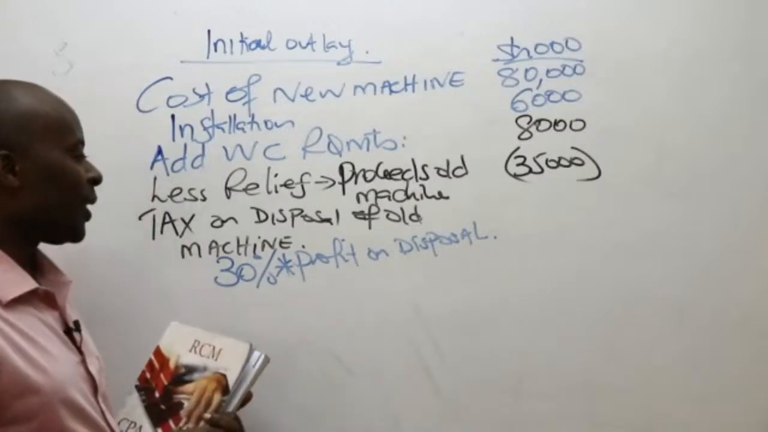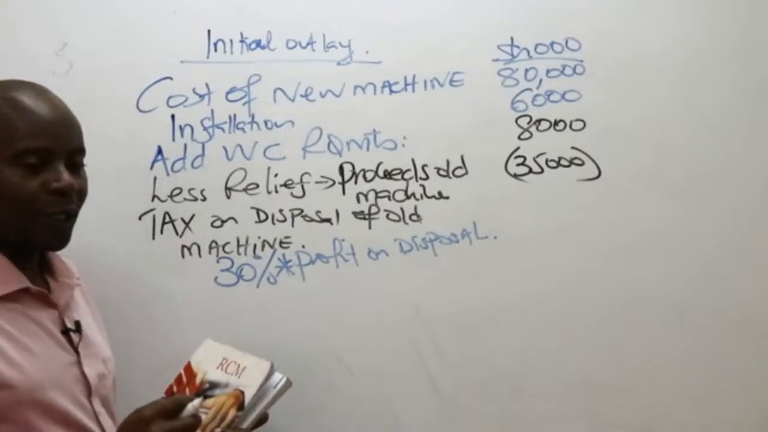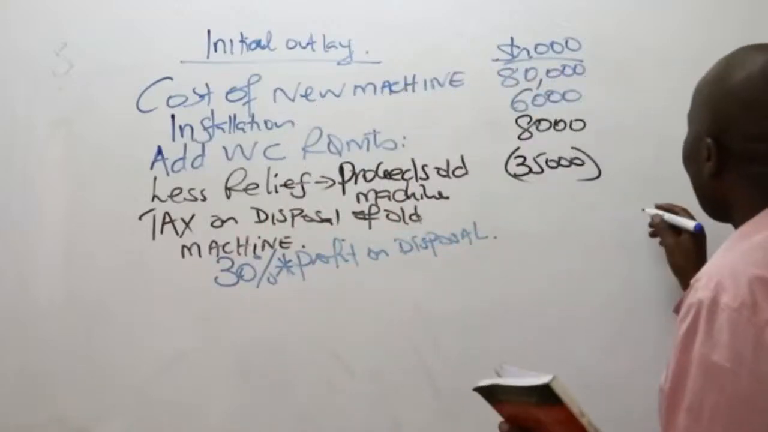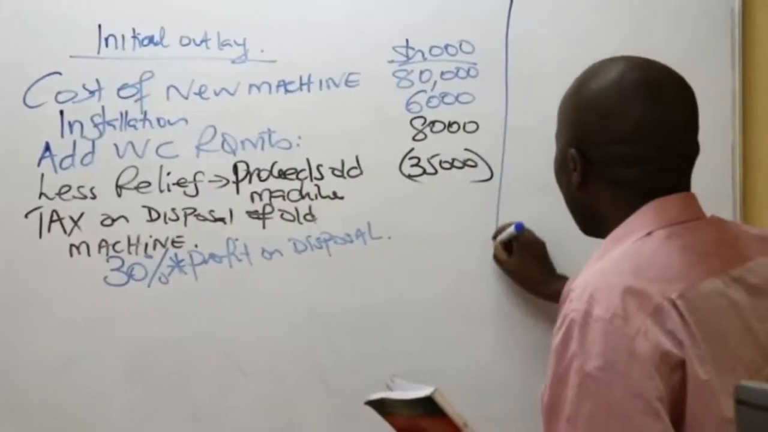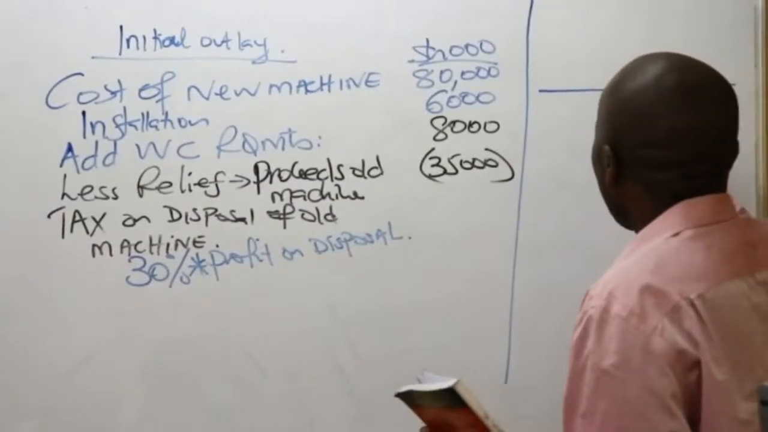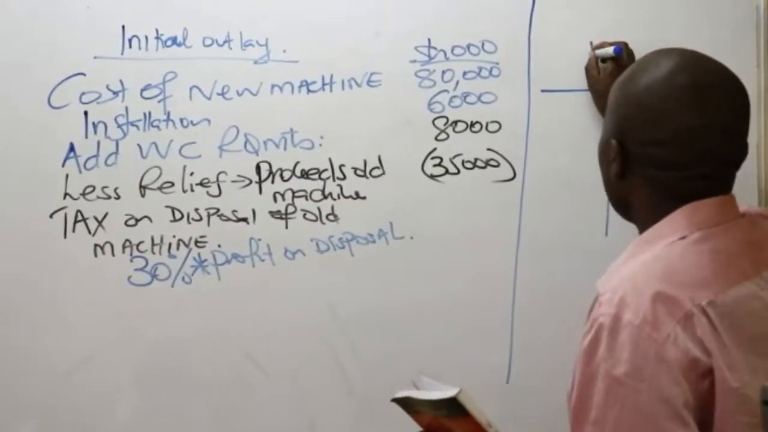So in this case, we have 30% on the profit on disposal. If my cameraman, who today is a very good cameraman by the way, could swing here, we shall be able to look at the disposals account as a working. Disposals account.